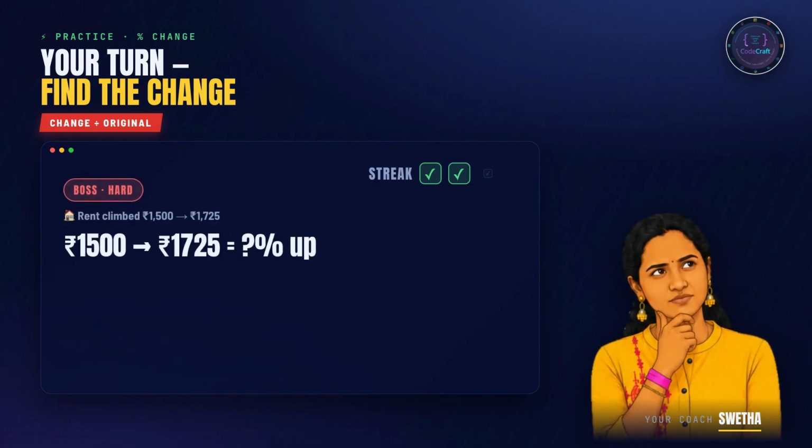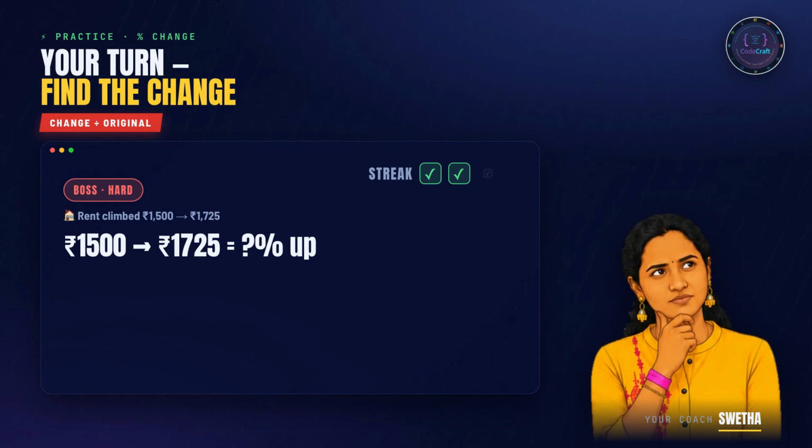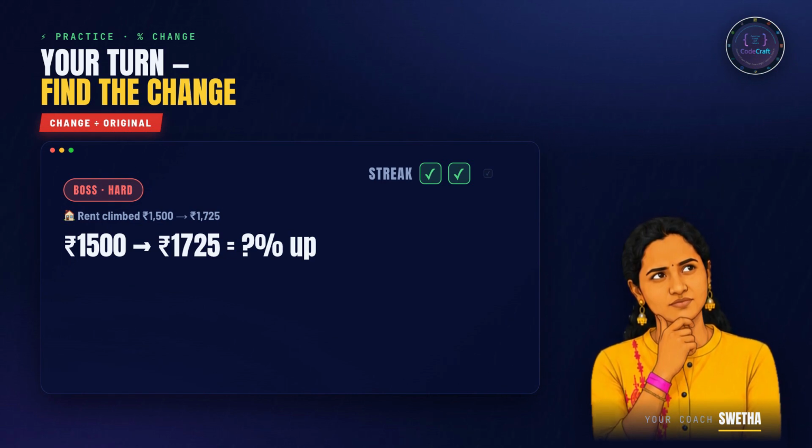Boss level, take your time on this one. Rent climbed from 1,500 rupees to 1,725. What percent increase? Change over the original. Pause now and give it a real try.